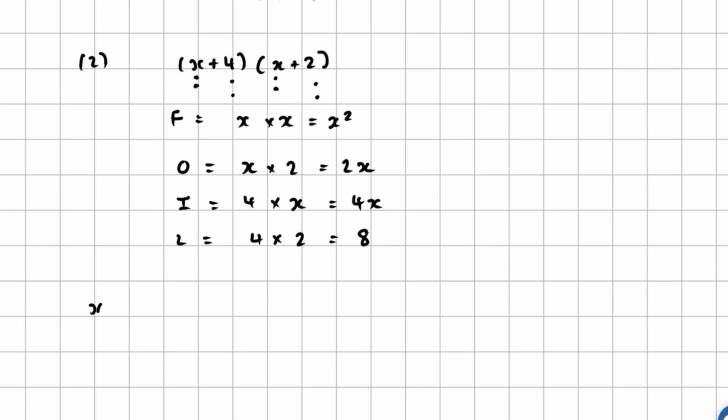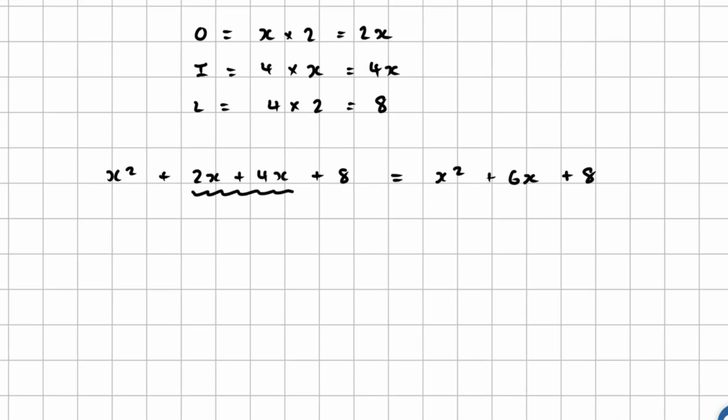So we can write it all at the bottom, plus 8, and it ends up being x squared, and then we know we can add them together, plus 6x plus 8, and that is your answer for that one.